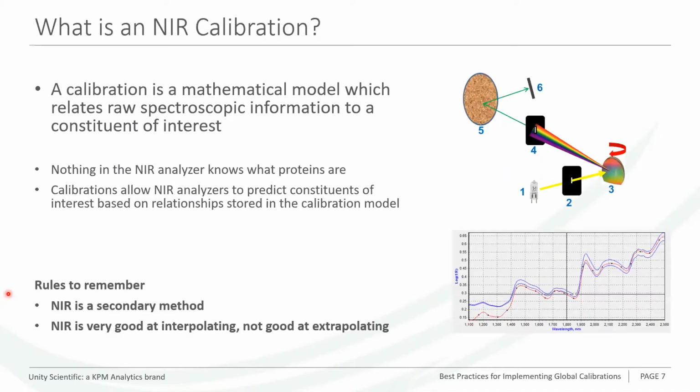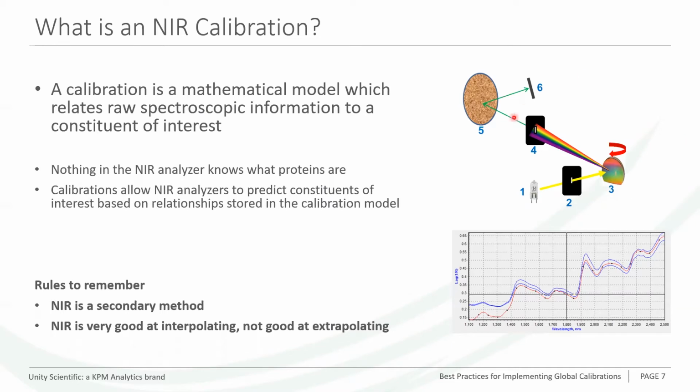So to step back, I think pretty much everybody on this webinar understands what an NIR calibration is, but I want to make sure that we're all on the same page. So an NIR calibration is a mathematical model which relates raw spectroscopic information to a constituent of interest. So I've got a couple of things I say whenever I'm talking about near infrared, especially introducing near infrared or spectroscopy to somebody. Got a couple of just things I say all the time. And one of them that I say, one of my phrases is, nothing in the NIR analyzers knows what proteins are.